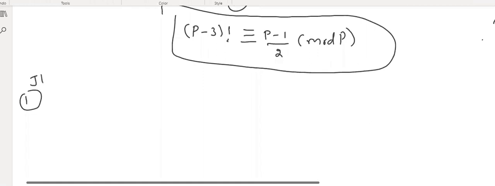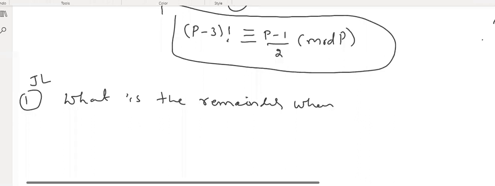It is in JL. What is the remainder when 2 times 28! is divided by 31? This is my question. What is the remainder when 2 times 28! is divided by 31? Right? Very simple question.